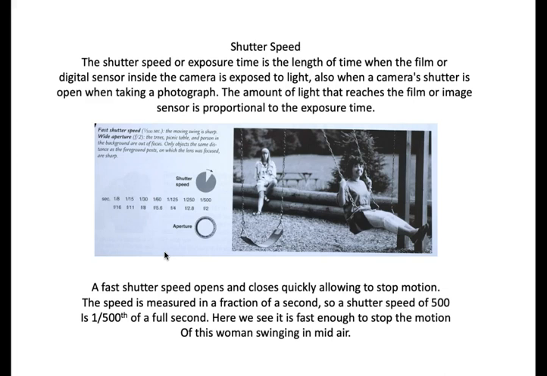It can stop motion. The faster that shutter speed is, the faster that fraction of a second is, the more you are likely to stop motion compared to a slower shutter speed where you'll get blur. So in this image we see someone swinging on a swing, and at a shutter speed of 1/500th, they are stopped. They are crisp. They are floating in the air.